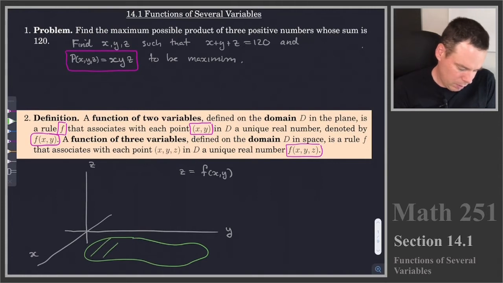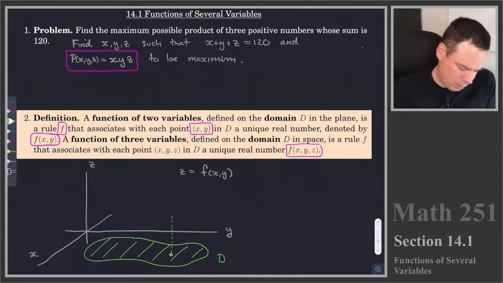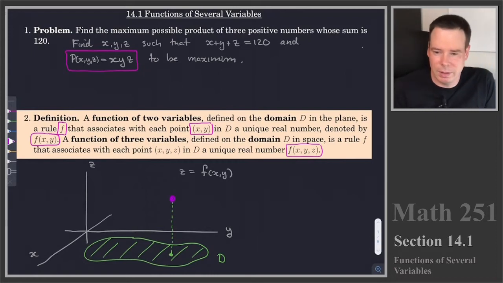So there's our domain, some set down here, which is D. If we pick a point, let's say x comma y down here in the plane, and I plug it into my function f, then what happens is I get a triple. I get two inputs, x, y, and then this output, z, and that produces a point in space. That point in space is a point that lives on the function.